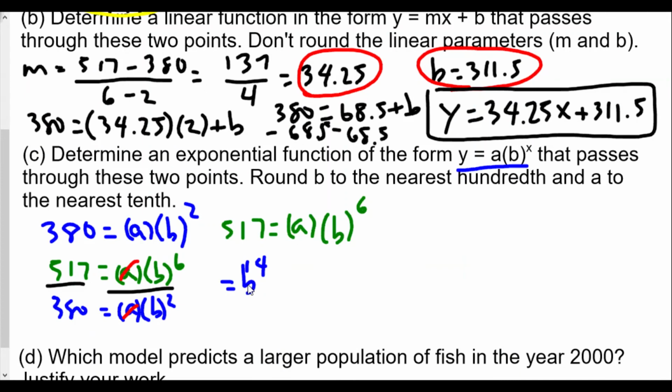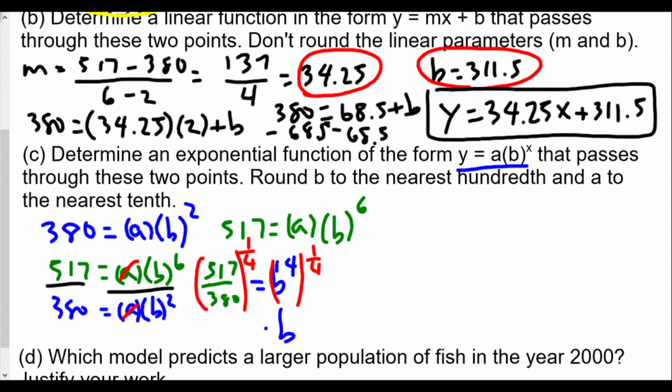Let's see if I can move this over a little bit here, give us a little space. So 517 over 380, actually. We're going to raise both sides to the 1/4 power because we have b to the 4th, and we're going to raise both sides to the reciprocal of the exponent for the base. So our b value will probably end up being this crazy decimal.